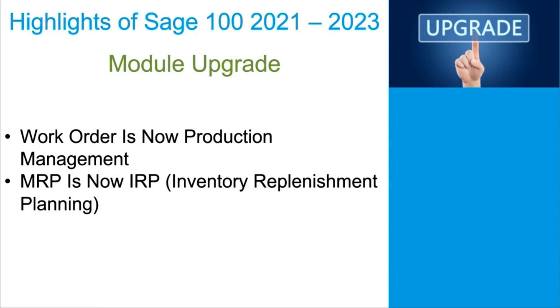If you use either one of those modules, work order or MRP, when we get to 2023, when we make the decision to upgrade to 2023, we're going to want to migrate to production management and IRP. I mean, that'll be a requirement.